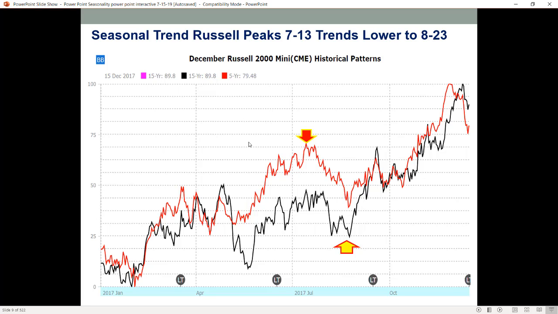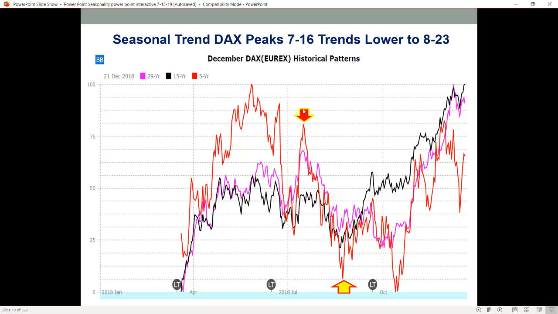And one more chart here. Here's the DAX, and you can see it tends to peak out really badly here in the week of this July monthly expiration for the U.S. options here for the U.S. markets. So you can see the DAX also peaks out. So how do you use this?